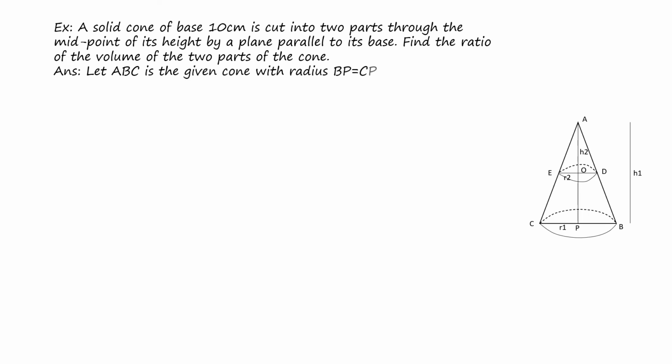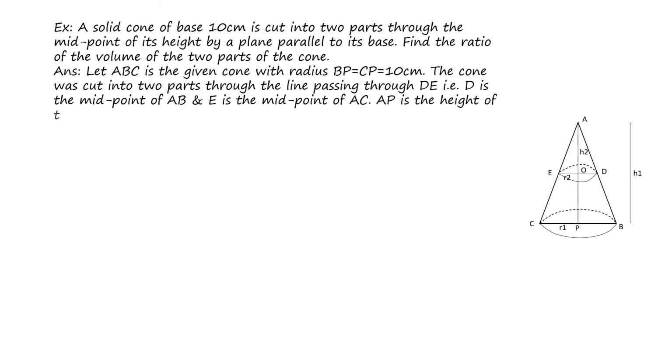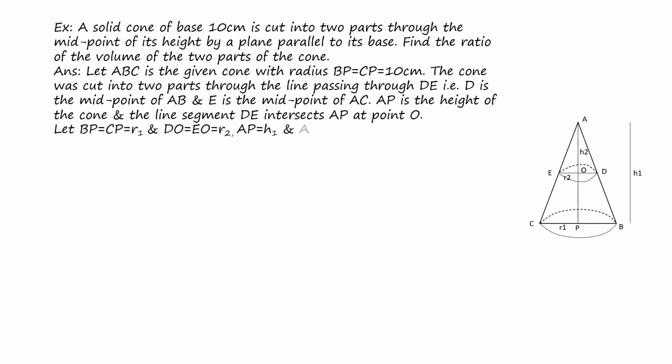Let ABC be the given cone with radius BP equals CP equals 10 centimeter. The cone was cut into two parts through the line passing through DE. That means D is the midpoint of AB and E is the midpoint of AC. AP is the height of the cone and the line segment DE intersects AP at point O. Let BP equals CP equals R1 and DO equals EO equals R2. AP equals H1 and AO equals H2.